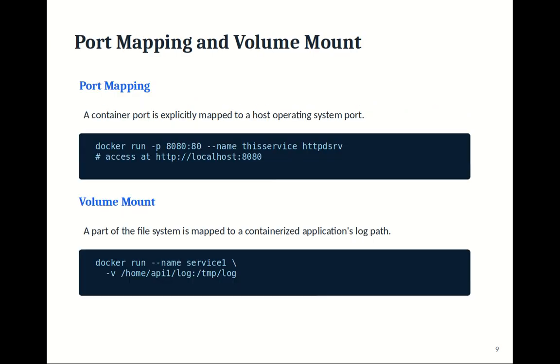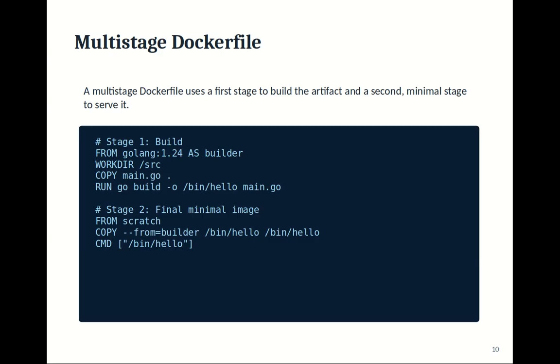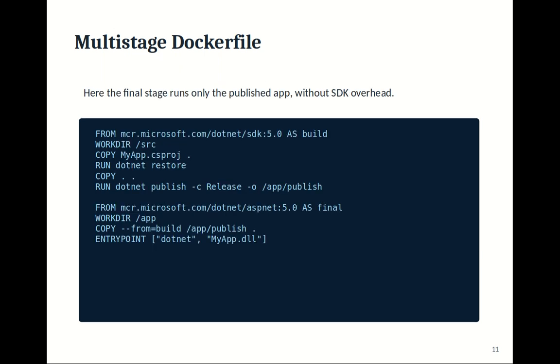Port mapping and volume mount. Port mapping. A container port is explicitly mapped to a host operating system port. Volume mount. A part of the file system is mapped to a containerized application's log path. Multi-stage Docker file. A multi-stage Docker file uses a first stage to build the artifact and a second minimal stage to serve it. Here the final stage runs only the published app without SDK overhead.